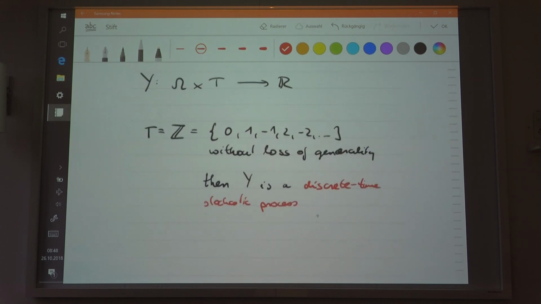On the other hand, and I told you this before, if the set representing time is equal to the set of real numbers, which is the union of the set of all irrational numbers and the set of rational numbers, then of course Y is a continuous-time stochastic process.